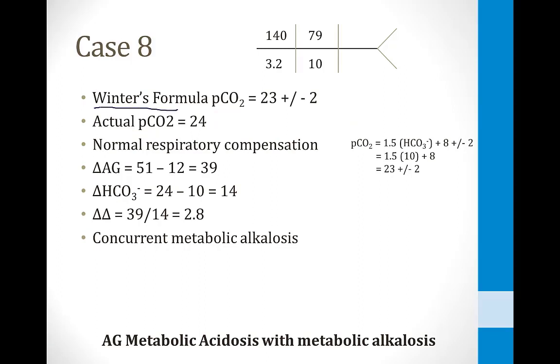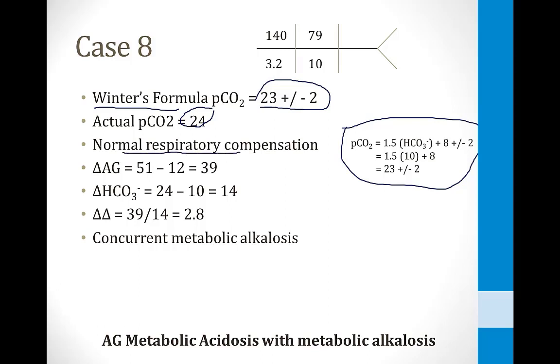So we can use Winner's formula to determine the expected PCO2, and I've shown the math for that over here. The expected PCO2 is 23 plus or minus 2. Now our actual PCO2 is 24, so this tells us that we have normal respiratory compensation and we do not have a concomitant respiratory acid-base problem.